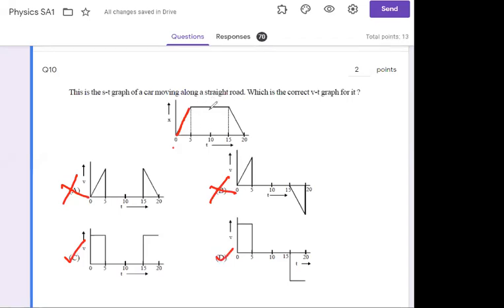Then 5 to 15 rest. Correct, correct. Then 15 to 20, again negative velocity. Yes or no? Right? So negative velocity, so this has become it, sir? Yes or no? Okay? Right?